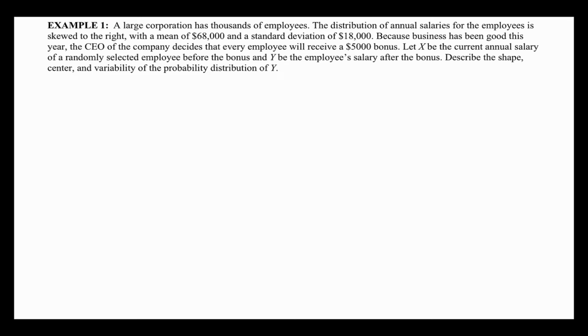A large corporation has thousands of employees. The distribution of annual salaries for the employees is skewed to the right, with a mean of $68,000 and a standard deviation of $18,000. Because business has been good this year, the CEO of the company decides that every employee will get a $5,000 bonus. Let X be the current annual salary of a randomly selected employee before the bonus. Y is going to be the employee's salary after the bonus. Describe the shape, center, and variability of the probability distribution of Y.